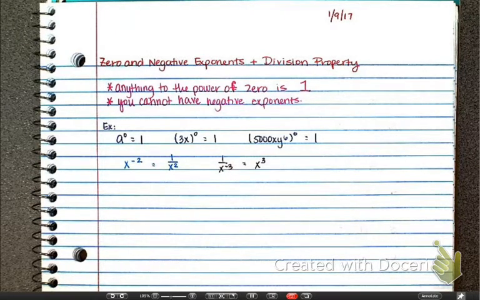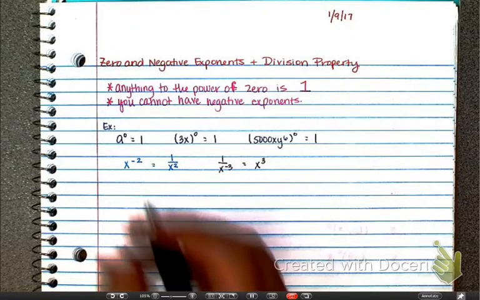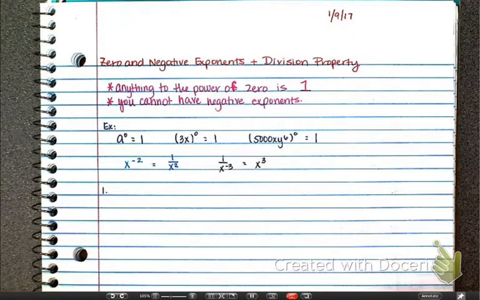You are going to get rid of your negative exponent before you do anything else. Don't simplify anything until you get rid of your negative exponent. So I'm going to give you a few problems that I want you to try. You can do it with your group if you'd like to.